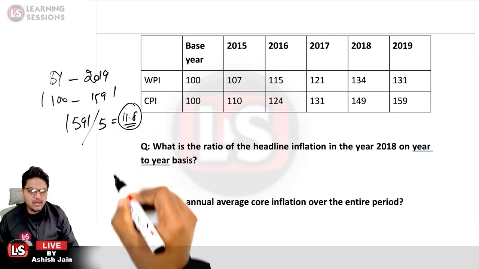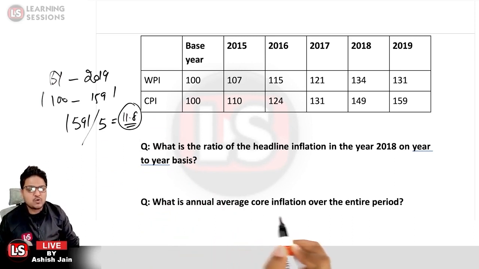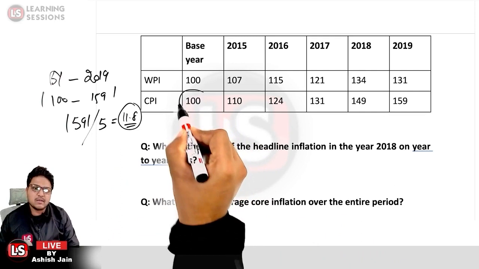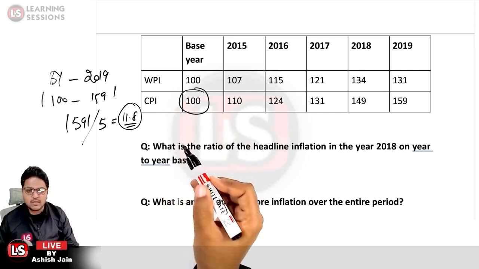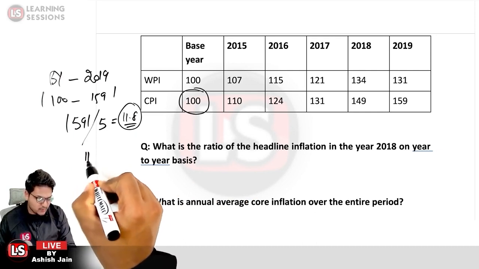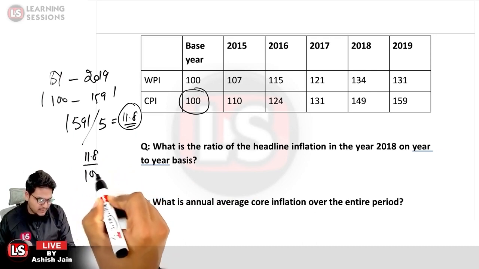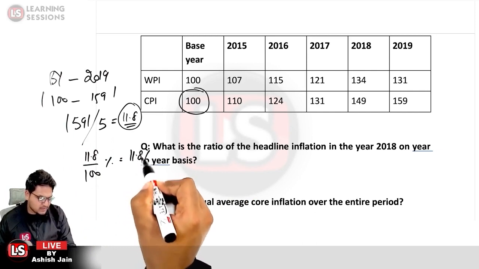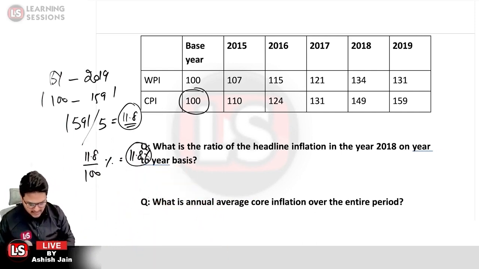Further, we need to calculate the average core inflation over the entire period. So over here we consider the base year, because we want to calculate it over the period. It will be equal to 11.8 divided by 100, that is equal to 11.8%. Is that clear? That is how we will be calculating.